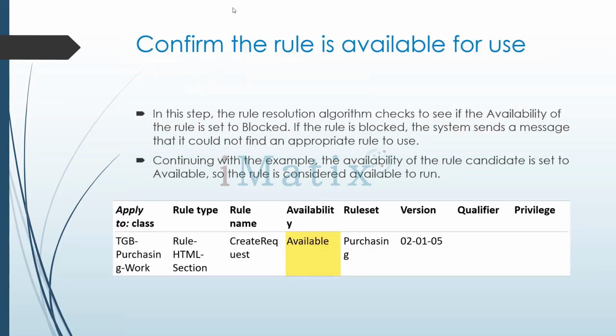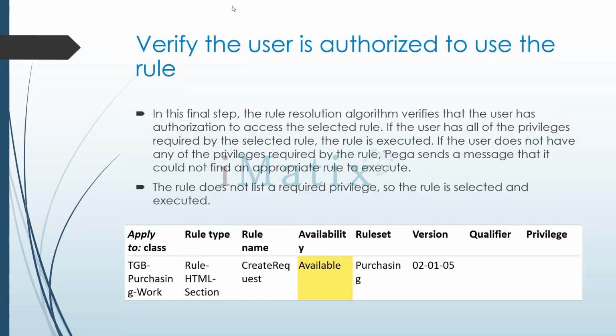The next step is checking if it is blocked. Is this rule available or is it blocked? That will be checked. No, this rule is available, fine. Probably your last step is to check if there are any privileges for the user. We know privileges are defined for each specific rule for an operator to access it. Check whether the operator working on this has access to execute that particular rule. There is no privilege defined here, so the user does not need any special access. Yes, he can execute this rule.